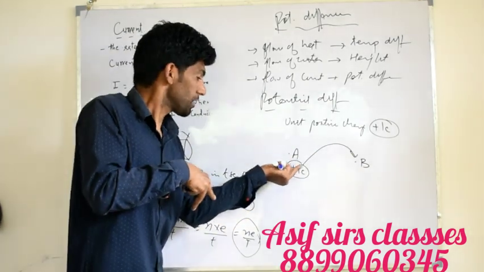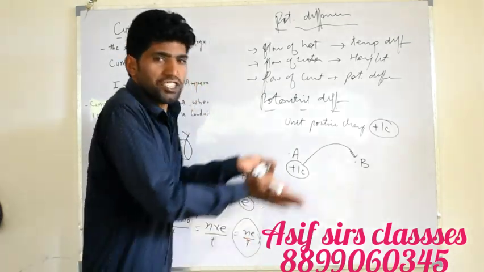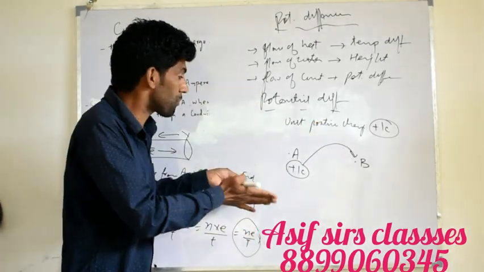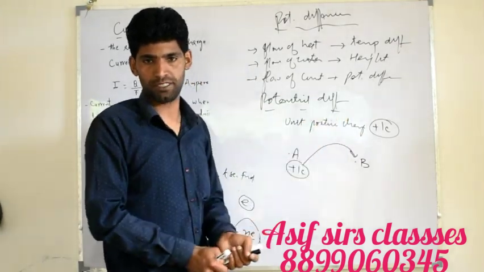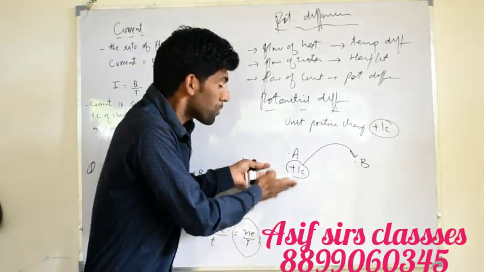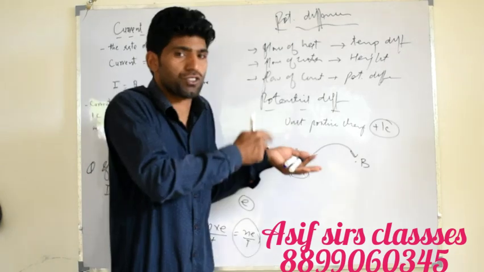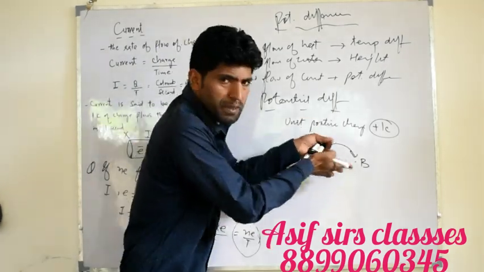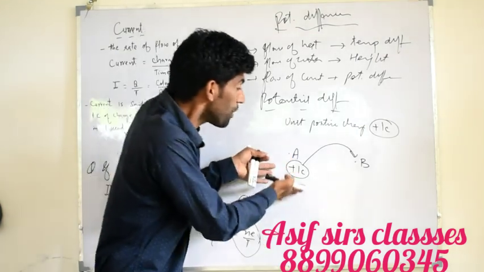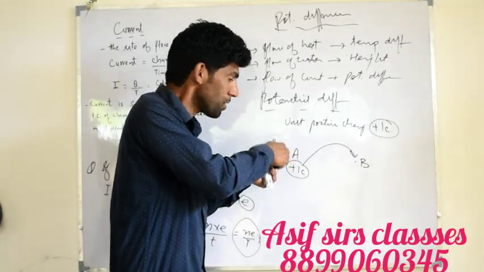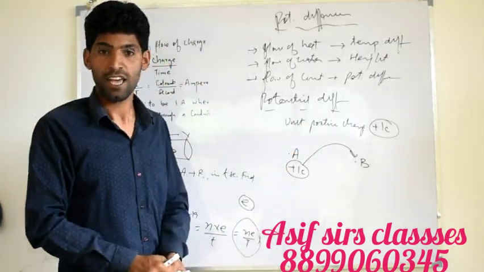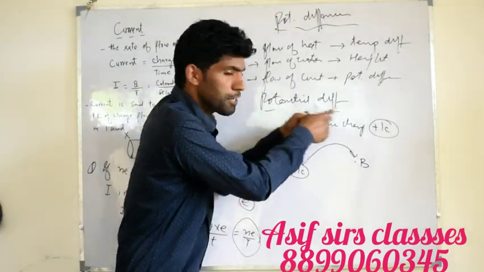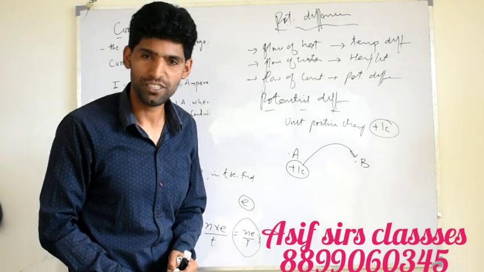When we are taking this plus 1 coulomb, we are pushing this charge. We are pushing plus 1 coulomb of charge from point A to point B. When we are pushing this charge, we are applying force. We are doing displacement from A to B. We are doing work on this charge in moving from point A to point B. And this work done on this charge in moving it from point A to point B is called potential difference.